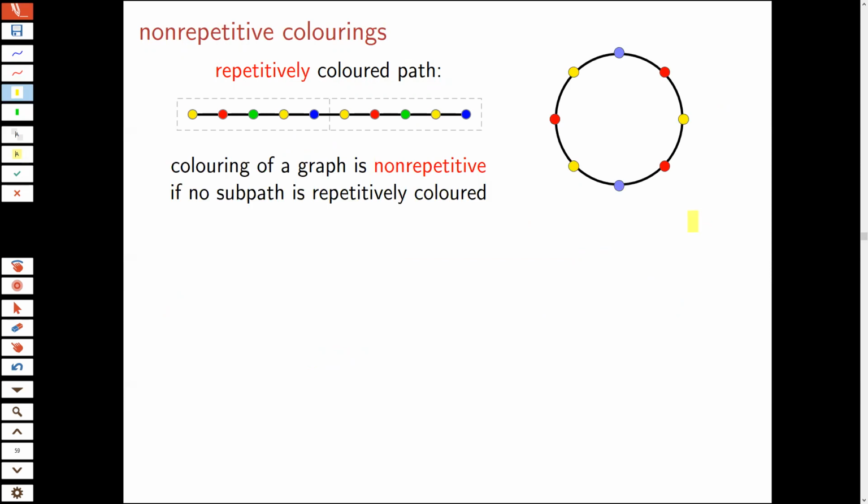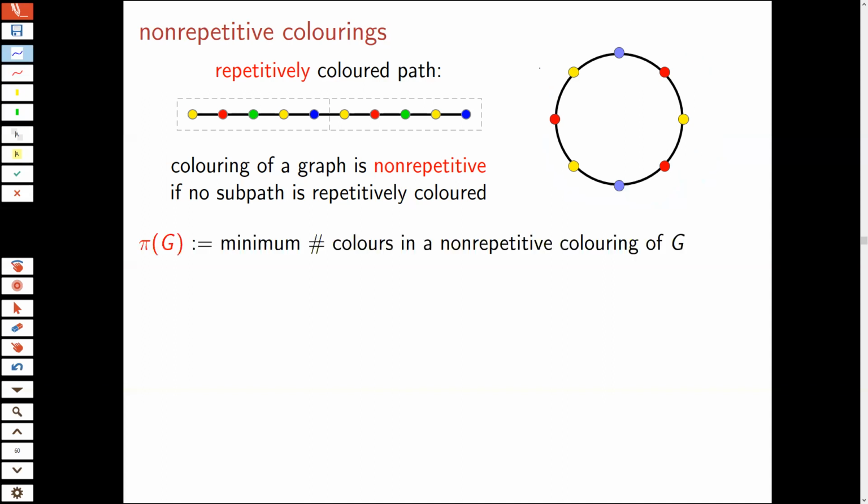Now, what I care about is colorings of graphs in which no subpath is repetitively colored. So if you look at this 8-cycle on the right here, you can take any subpath. I claim that it's non-repetitively colored. Like if I take this 4-vertex subpath, the colors are blue, red, yellow, red. That's non-repetitive. But I can also take 6-vertex subpaths, and I get yellow, red, blue, yellow, red, yellow, and that's also non-repetitive. And you can check. Every subpath of the cycle is non-repetitively colored.